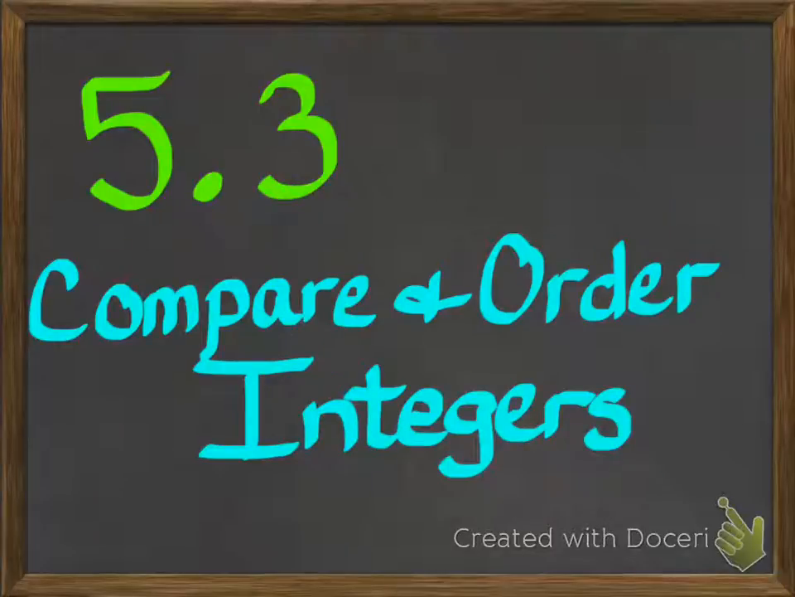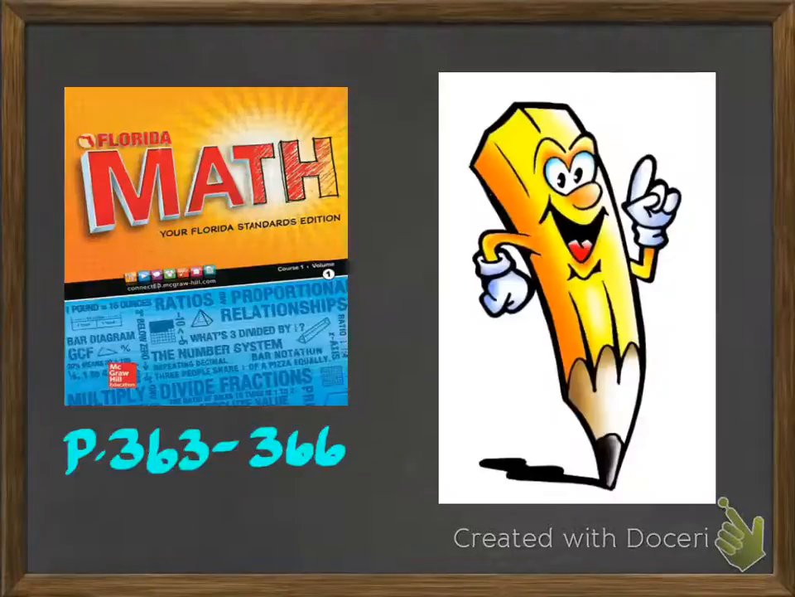Hi, this is Chapter 5, Lesson 3 on how to compare and order integers. What you're going to need is your math book. Open up to pages 363 through 366. Now this is volume 1 of your book, and you're also going to need a pencil.